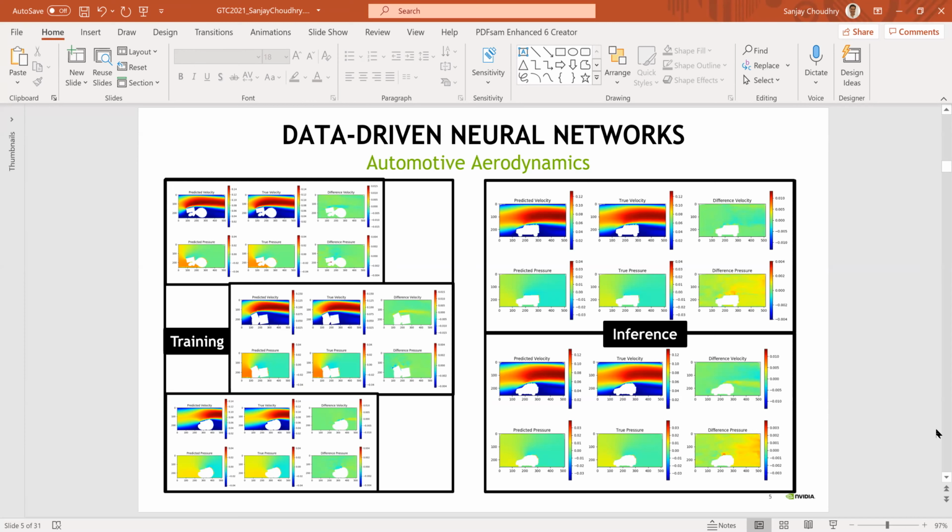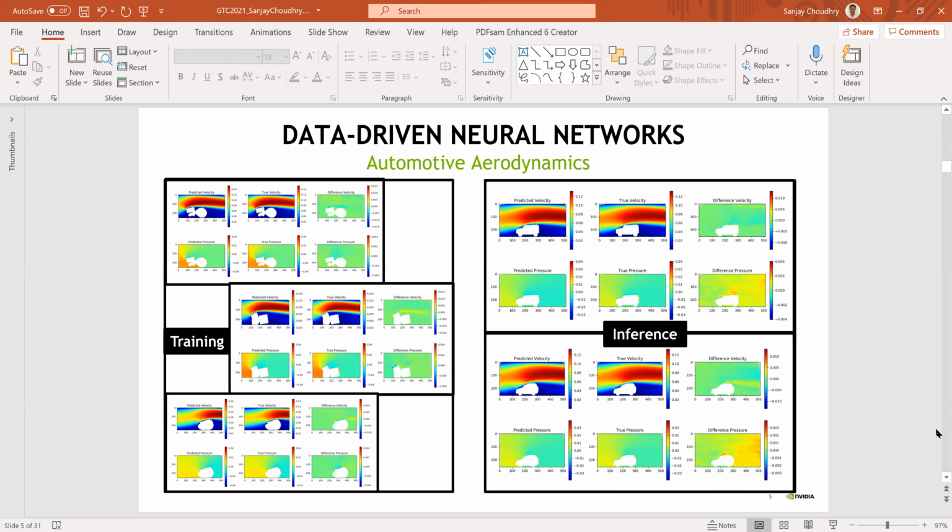And that involves training on certain objects or certain types of geometries, and then creating a model that can be verified with some more real-world use cases, and then in inference, more of those. So essentially, it's learning from the data.